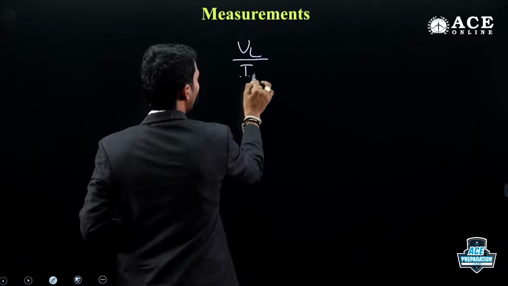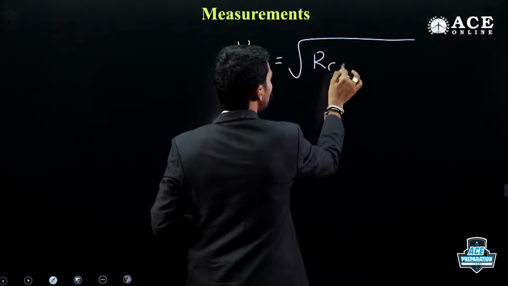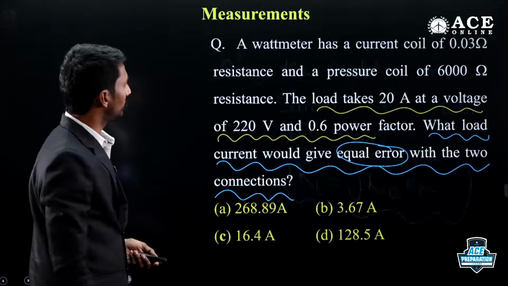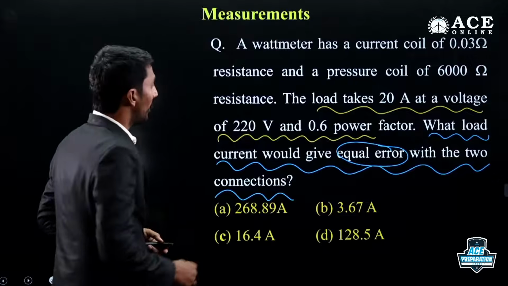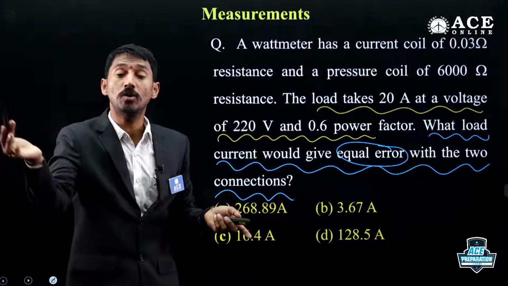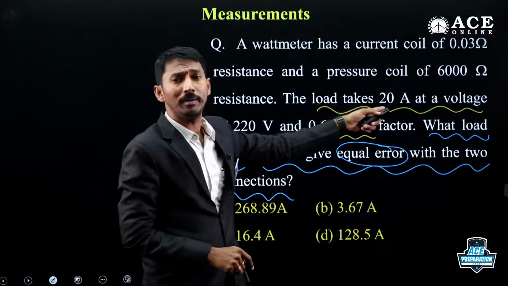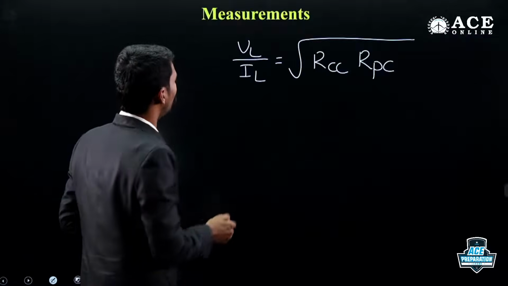RL is VL by IL, right? Equal to root of RCC into RPC. That's it. In the given question, what is VL? 220 volt. Okay. But IL is given 20. That is normal. How much load current is required to get the same error? It may not be given the same error. That's why he is asking what that current is. 220 volt.